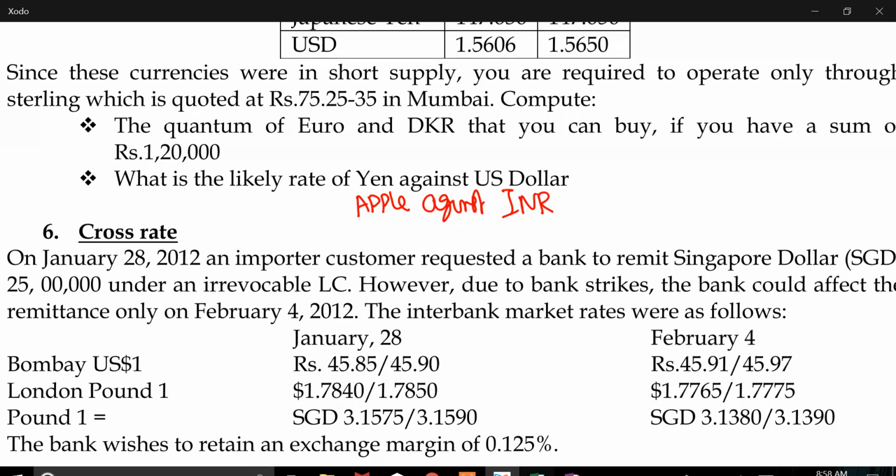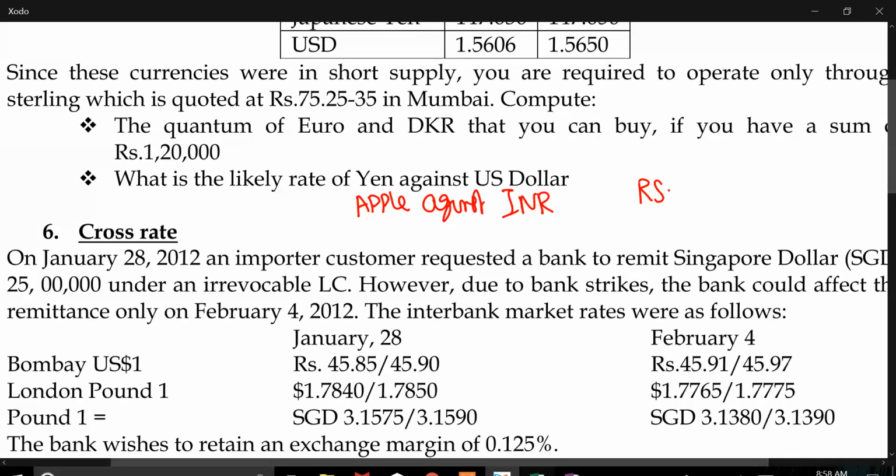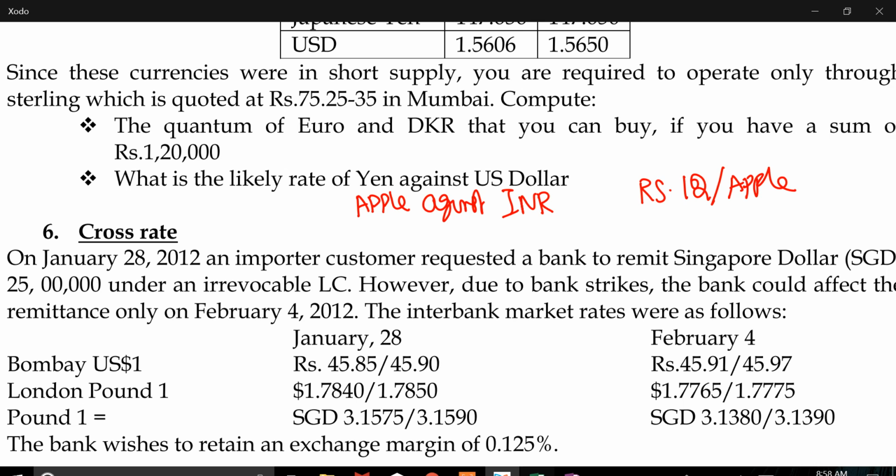You will tell it as rupees 12 per piece of apple. This is the rate you will give. Clear? Any doubts on this? So the basic requirement is that they are asking for rupee per apple. If they ask what is the likely rate of Apple against INR, what they are asking you to do is rupee per apple. Any doubts on this?